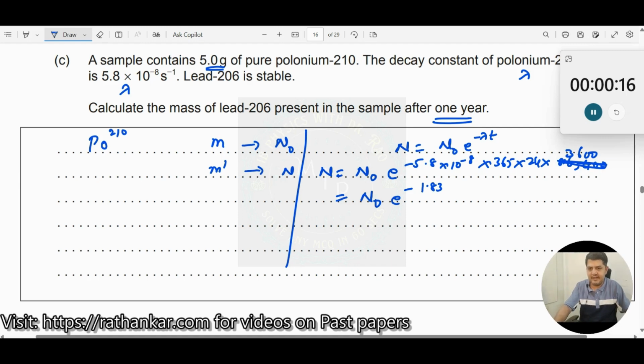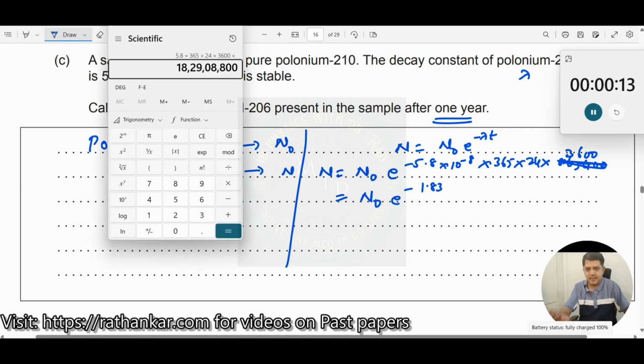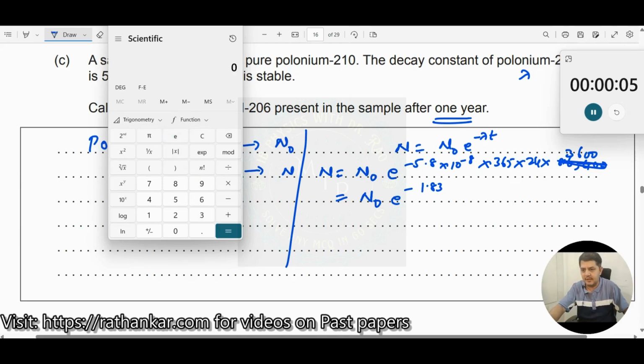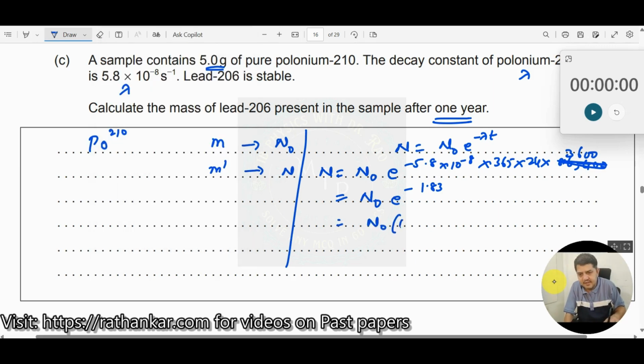Now let me find out what this value is. 10 power minus 8 I have removed. So 1.83. So e to the power of minus 1.83. Now I'll do one thing: first find out e to the power of minus 1.83. I get this as 0.887, 0.888. So I get this as N0 into 0.8.